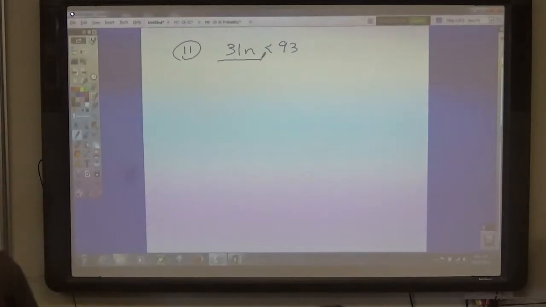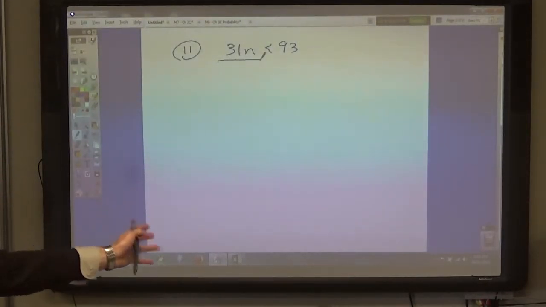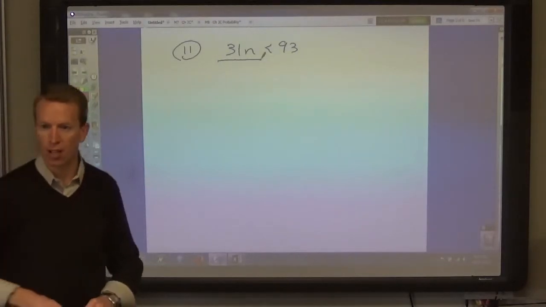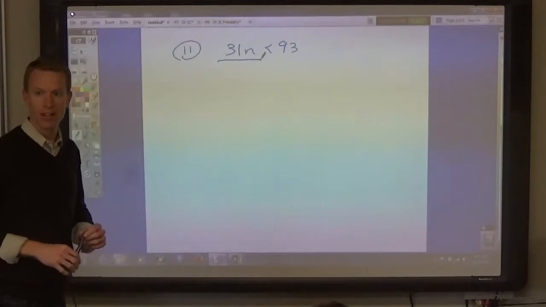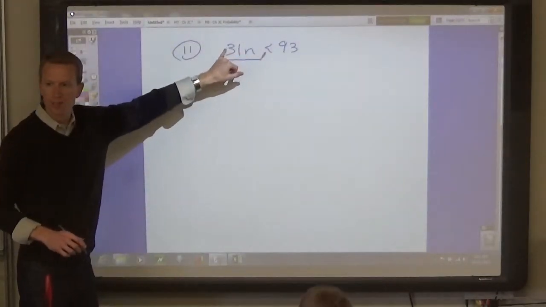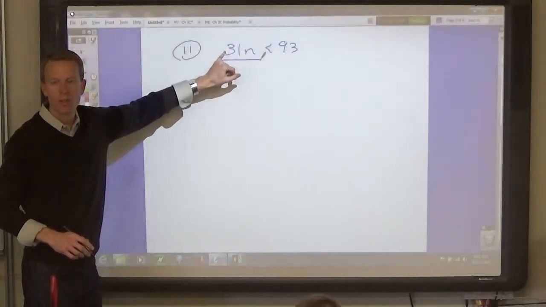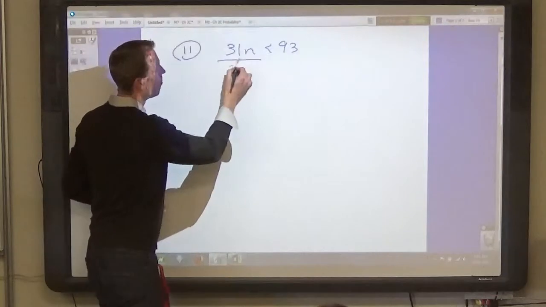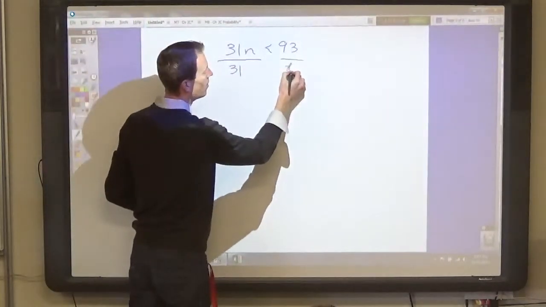Okay, so we said that this is a multiplication equation. What are we going to use to solve it? How are we going to cross out the 31? We can't add or subtract anything. We're going to use division, right? Divide by, what is this number called? Oh, the coefficient. Right, divide by the coefficient on both sides.